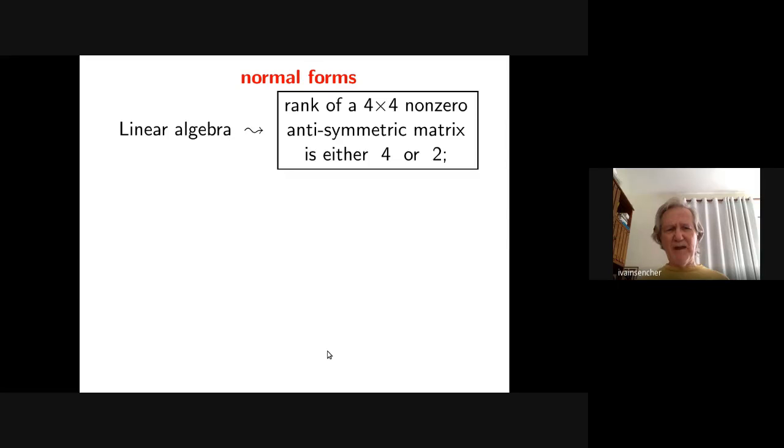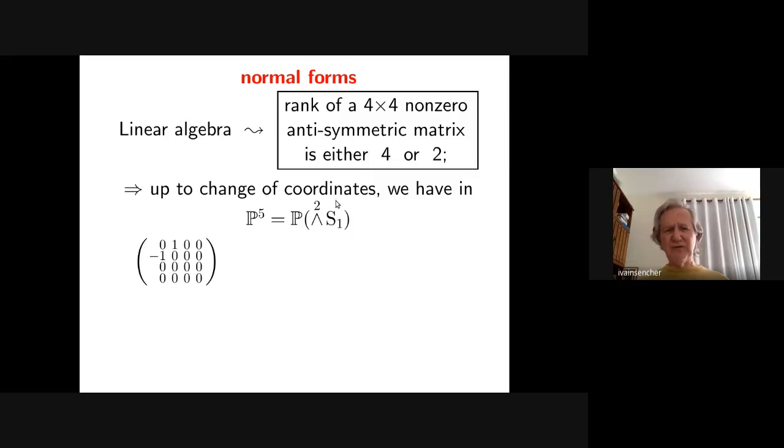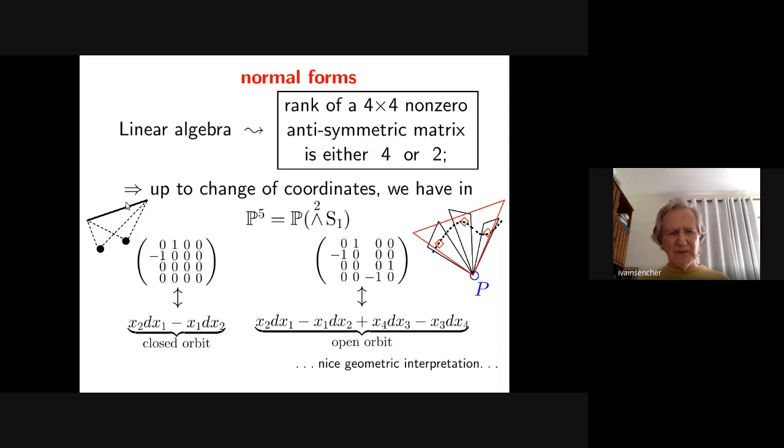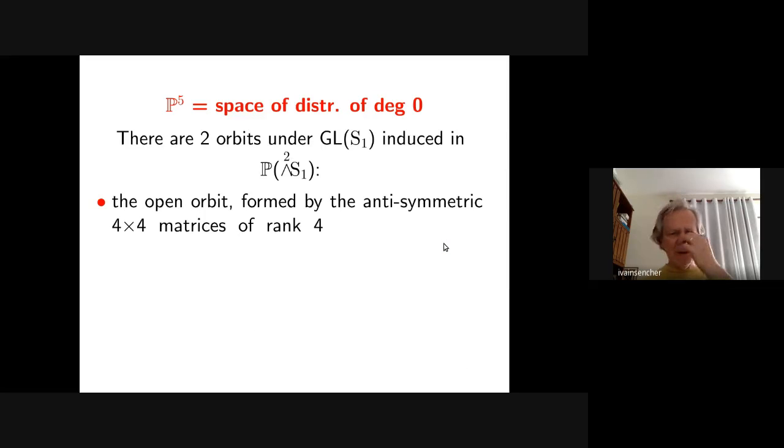So if we go back to our linear algebra, we recall that the rank of a 4×4 non-zero anti-symmetric matrix can only be 4 or 2. So up to change of coordinates induced from the change of coordinates in P3, there are just 2 possibilities. That's rank 2, which corresponds to this one form, which corresponds to a pencil of planes. And there is the contact distribution, which makes up the open orbit. So this one is pencil of planes. The other one is the null correlation. So there are 2 orbits.